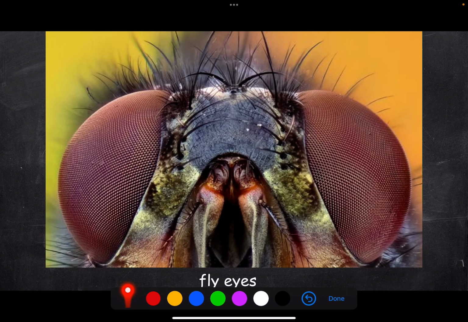Then we have the eyes of a fly. I know flies are nasty, but I think their eyes are very interesting. And again, you can see compound eyes.